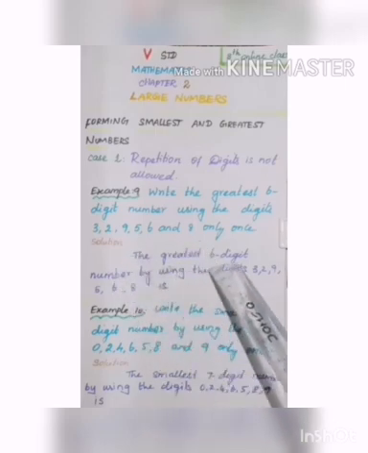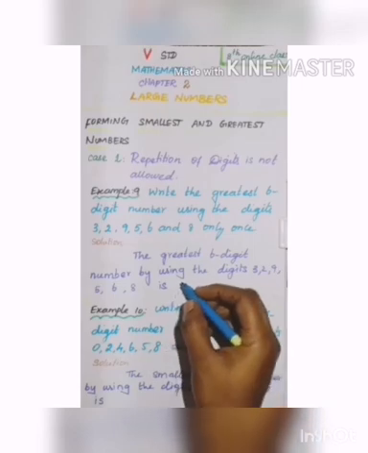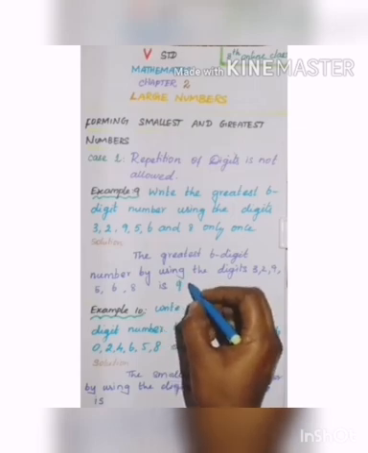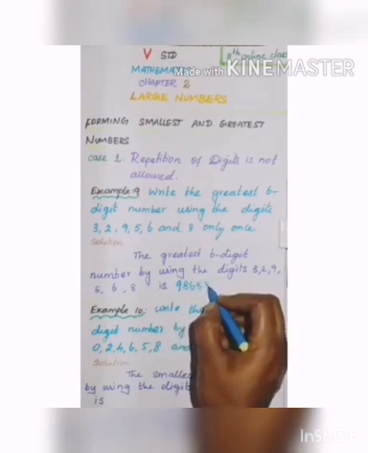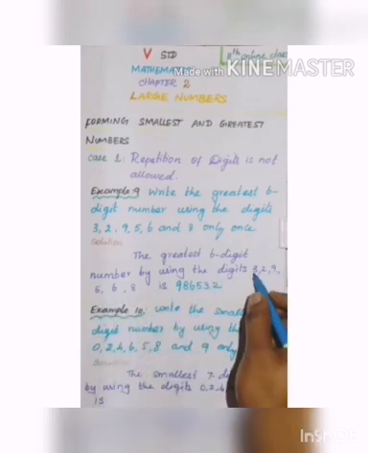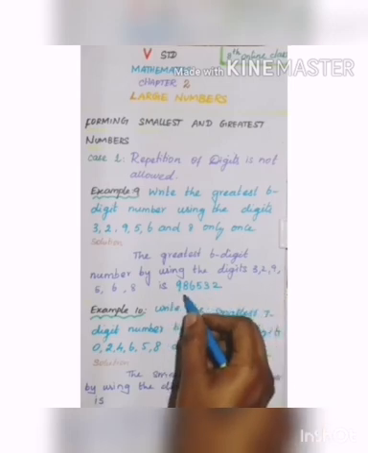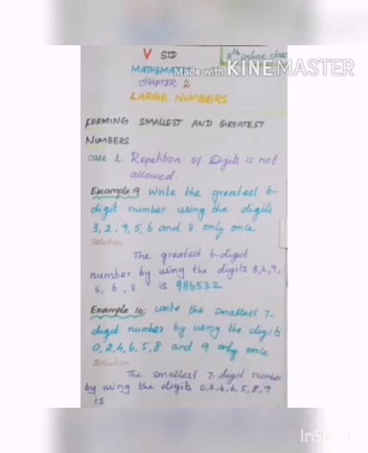Solution: the greatest 6-digit number by using the digits 3, 2, 9, 5, 6, 8 is... Greatest means you have to write the greatest number. What is the greatest number here? 9, next 8, next 6, then 5, 3, 2. Isn't it? 9, 8, 6, 5, 3, 2. We have written the greatest 6-digit number. Check it: 1, 2, 3, 4, 5, 6. Yeah, we have the 6-digit greatest number by using the given digits.